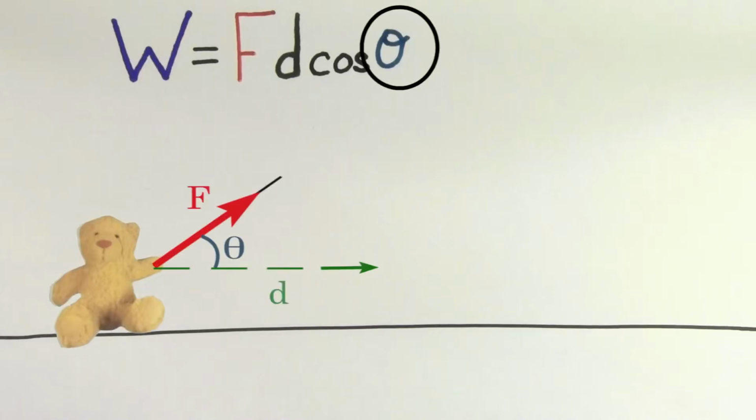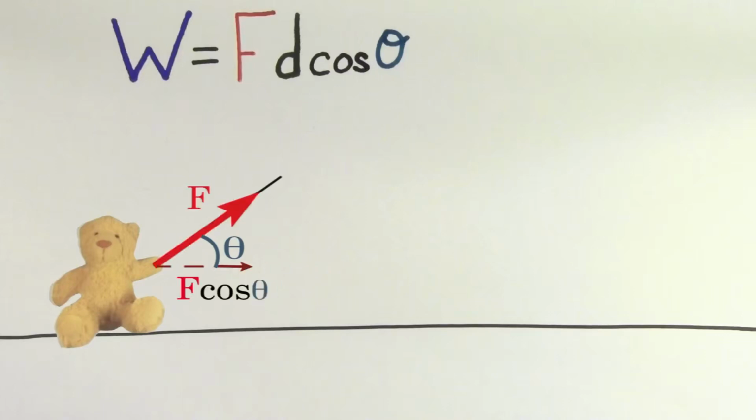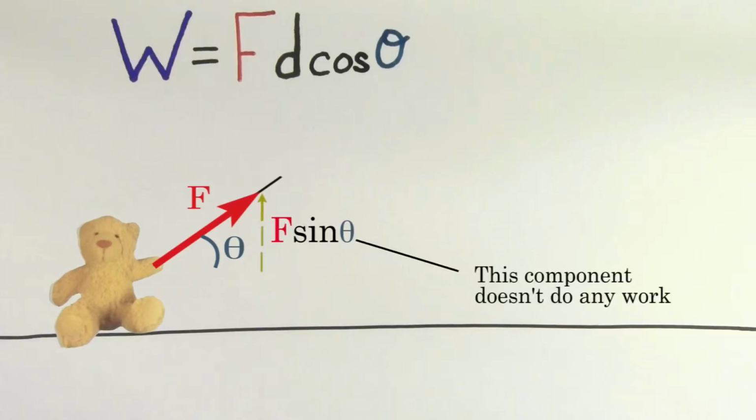the object. You might be wondering what this cosine theta is doing in here. This cosine theta is in this formula because the only part of the force that does work is the component that lies along the direction of the displacement. The component of the force that lies perpendicular to the direction of motion doesn't actually do any work.